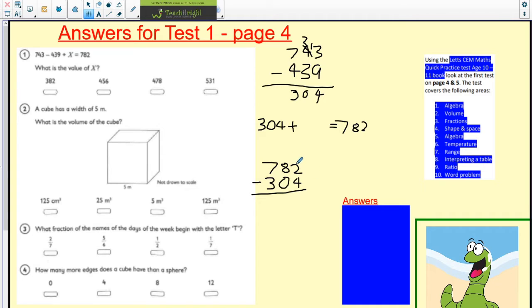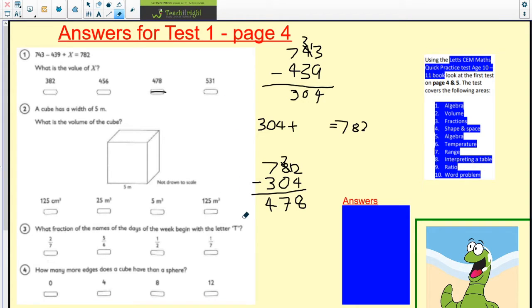Again I can't do 2 take away 4, so I have to borrow from the 10, so that 80 becomes 70. But now I can borrow a 10 to put next to 2 to make it a 12. 12 take away 4 is 8. 70 take away 0 is still 70. And then 700 take away 300 is 400. So 478. Put a nice clear line through it.